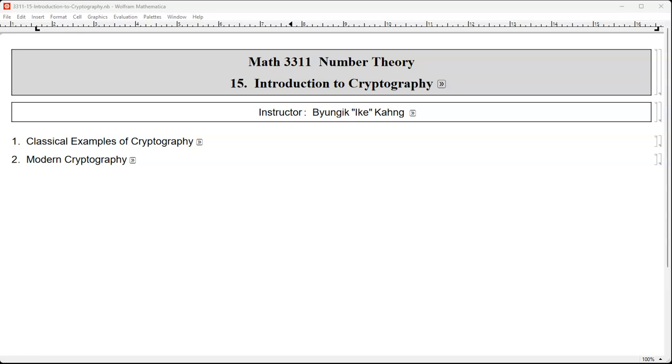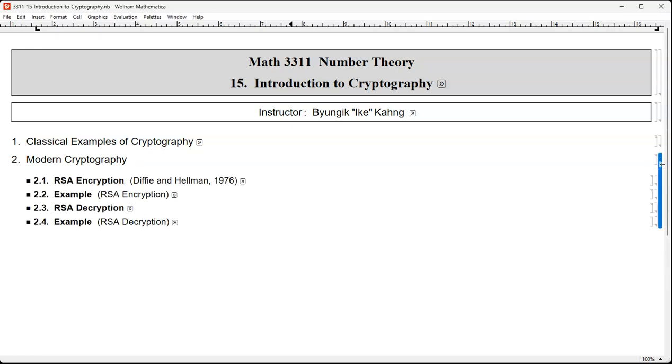Now let's go to section 2 and study modern cryptography. Let's work out some crypto systems that are actually in use currently. As a matter of fact, just one system. RSA Encryption, Diffie and Hellman, 1976.